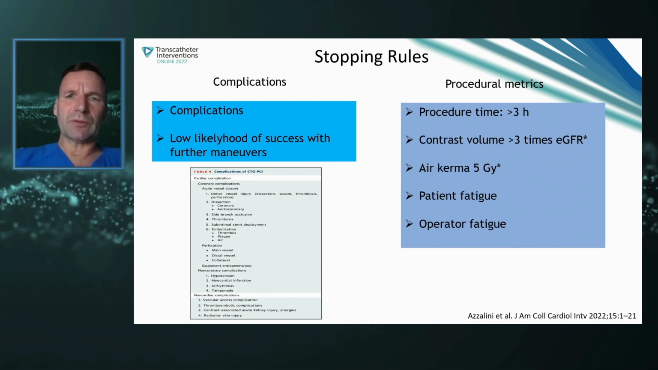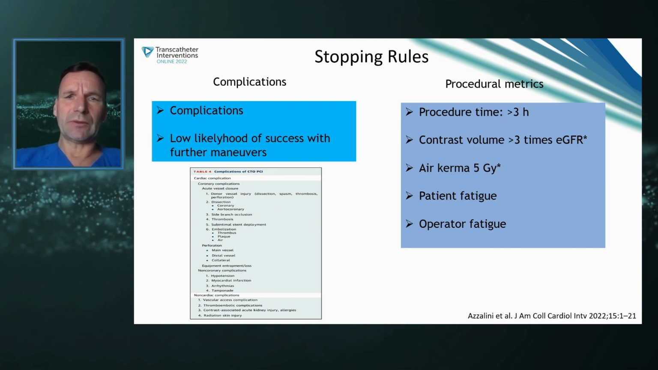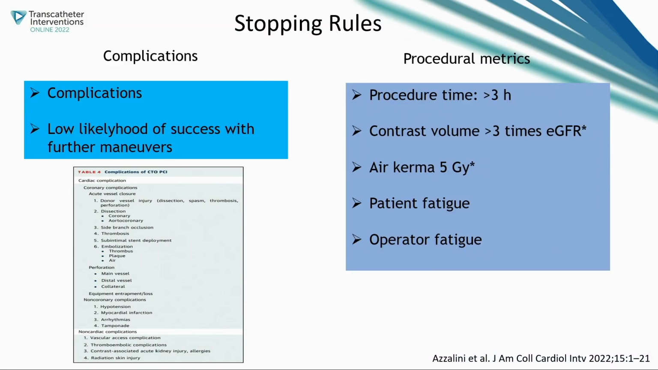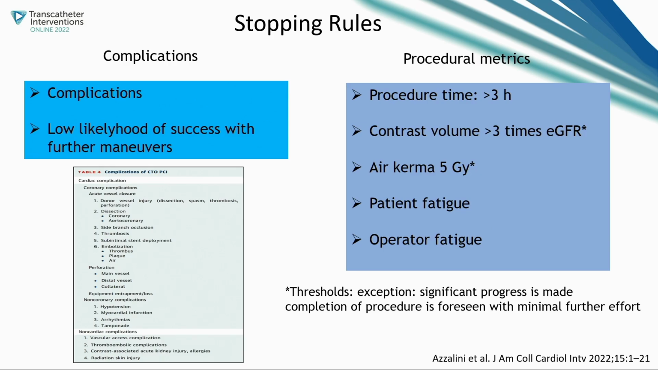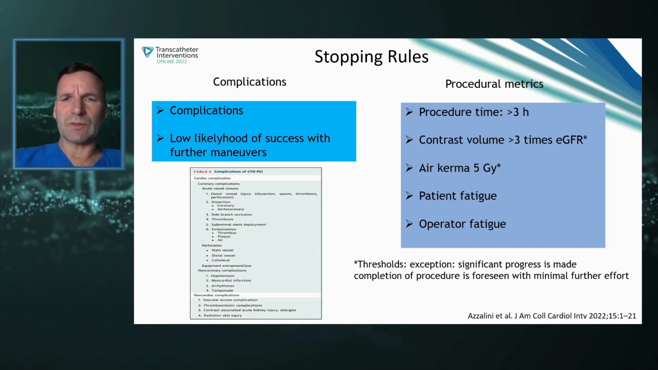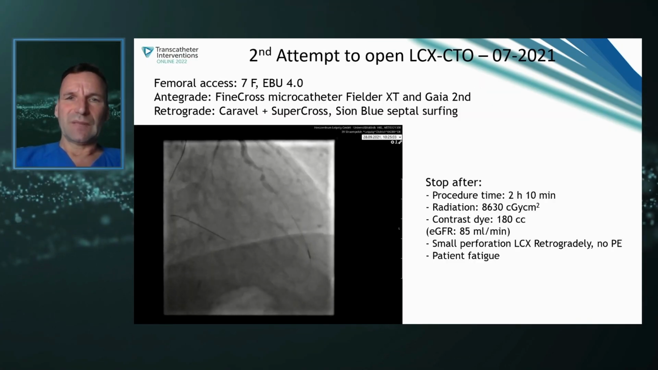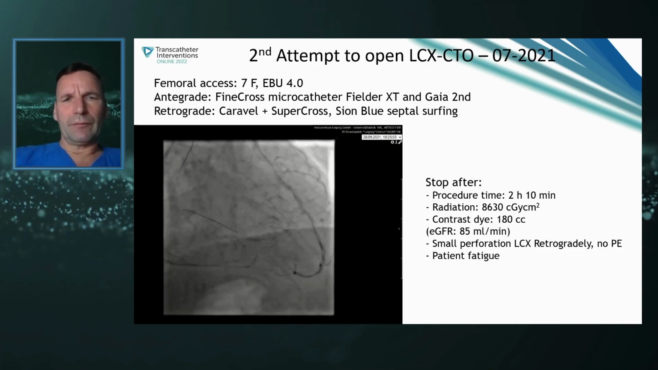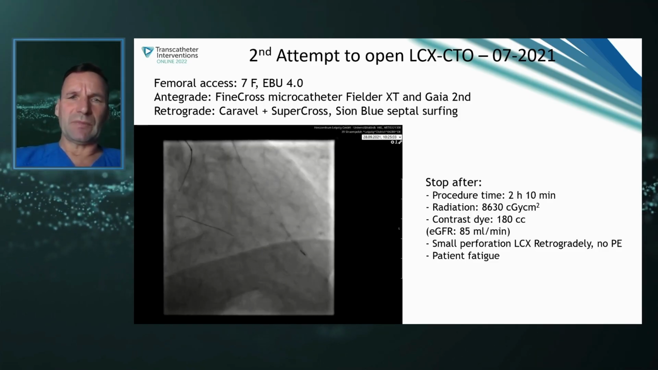And then there are also procedural metrics, like procedure time more than 3 hours, contrast volume more than 3 times the estimated GFR, what we had in our patient at the first trial, air kerma of more than 5 gray, patient fatigue, and maybe also operator fatigue, which may also be present in some circumstances. So there may be exceptions if there's significant progress made and the completion of the procedure is foreseen with minimal further effort. So we decided 4 weeks later or 5 weeks later altogether to do a second attempt.